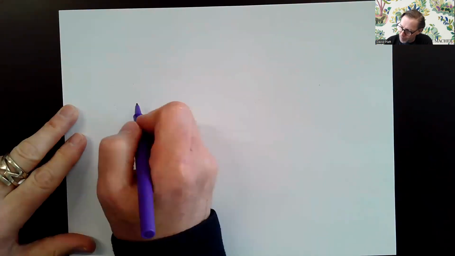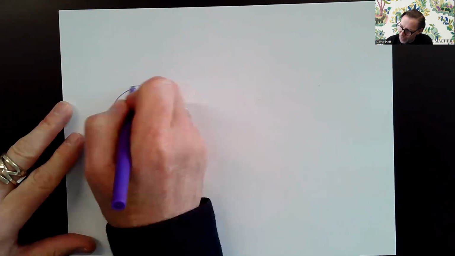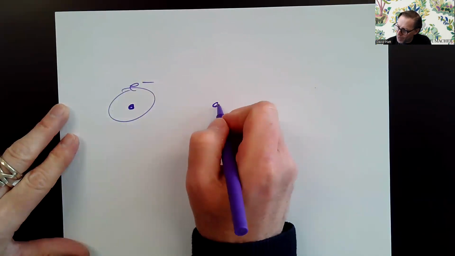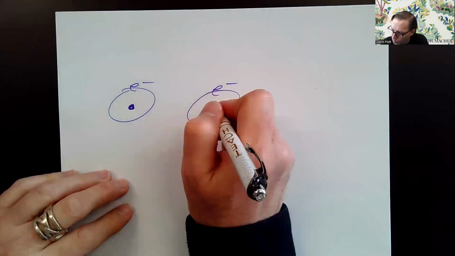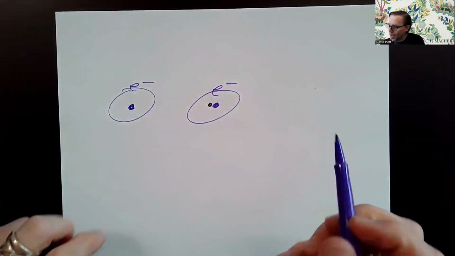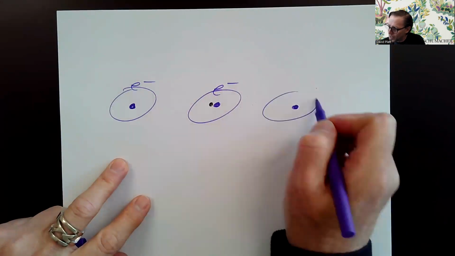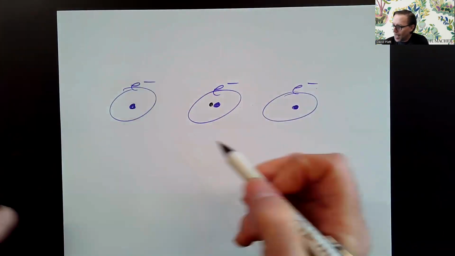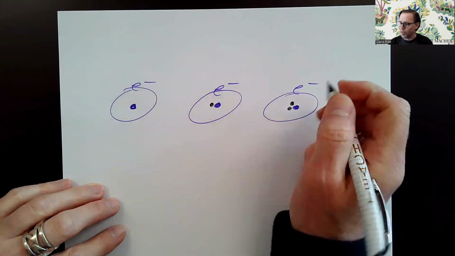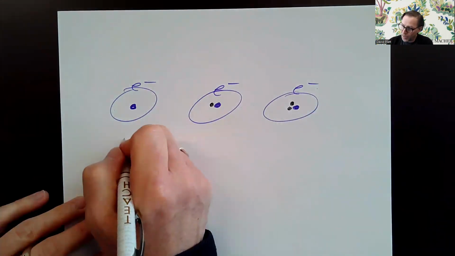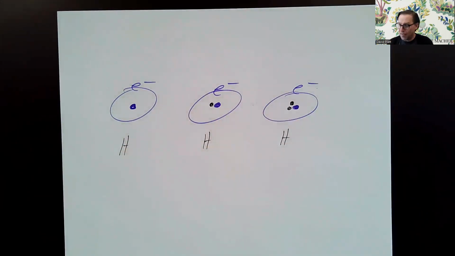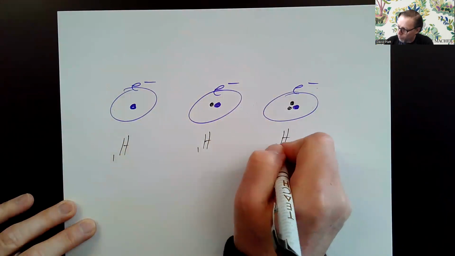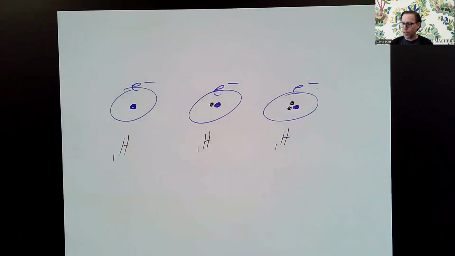Variations, varieties. Hydrogen is fun. Some hydrogen atoms have a proton and an electron. Some hydrogen atoms, in addition to the proton and electron, have 1 neutron. And some hydrogen atoms, in addition to the proton and the electron, have 2 neutrons. So this is called hydrogen. This is called hydrogen. This is called hydrogen. They're all hydrogen. And they all have a charge of 1 because they all have 1 proton.